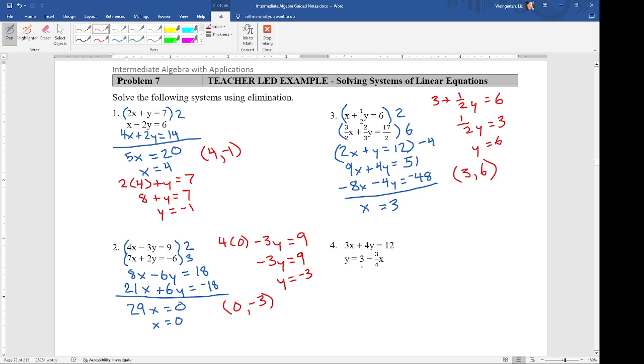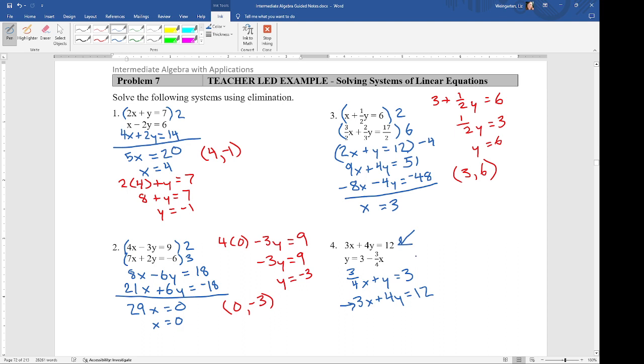Now this last equation would be perfectly set up to perform substitution to solve. However, we're told to solve by using elimination. So I'm going to have to rearrange this bottom equation so that it is closer to standard form like the top equation. So I'm going to add 3/4 x to both sides. Multiply both sides by 4. And now we see we have 3x plus 4y equals 12.